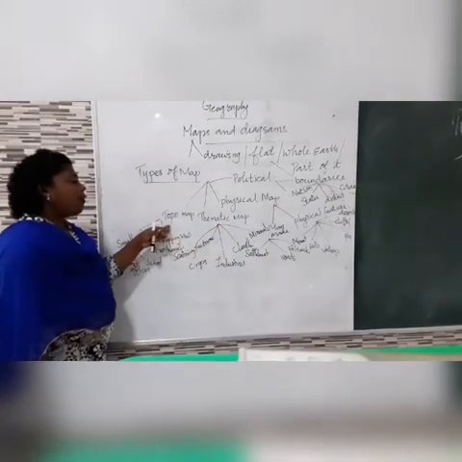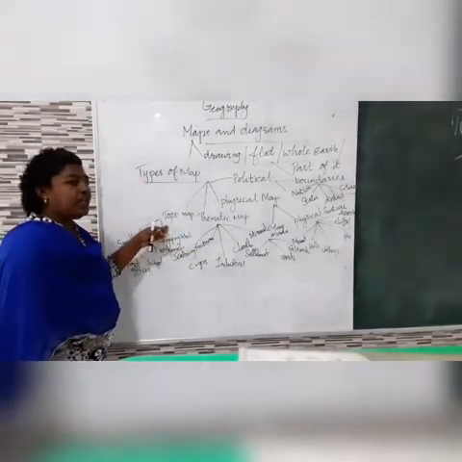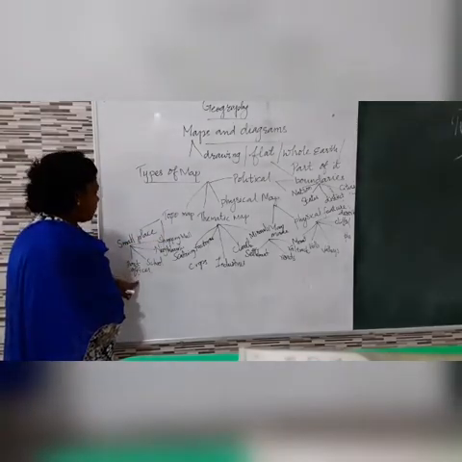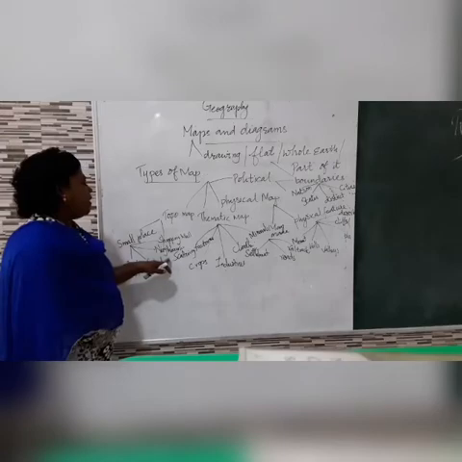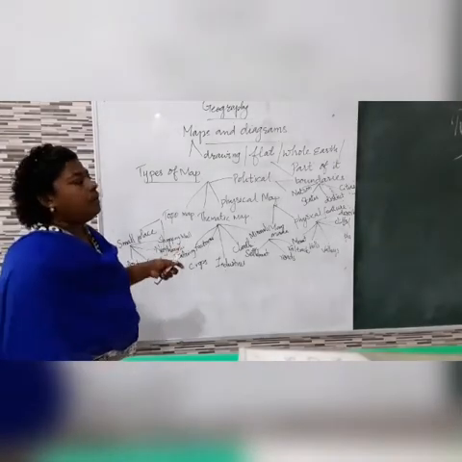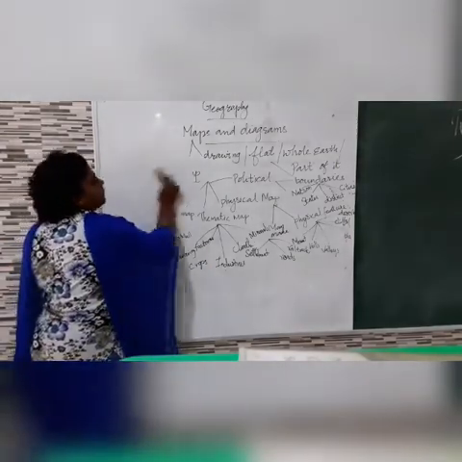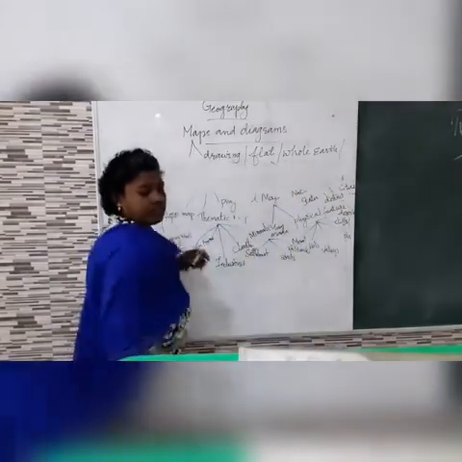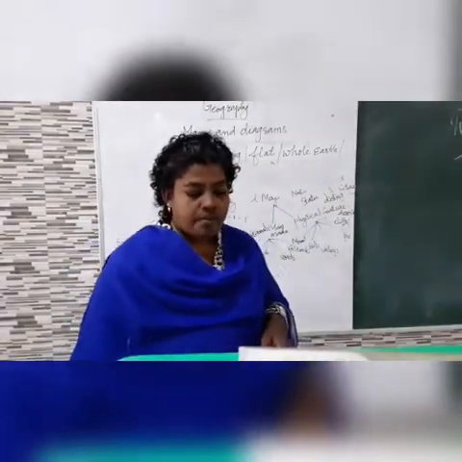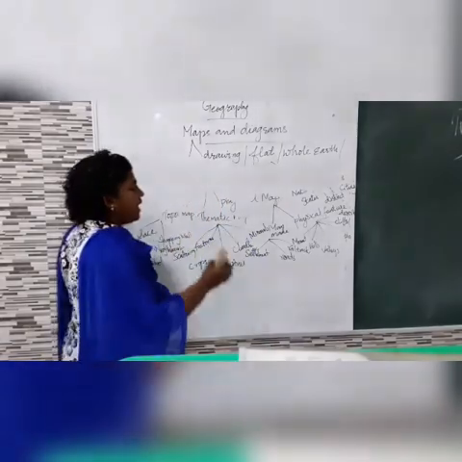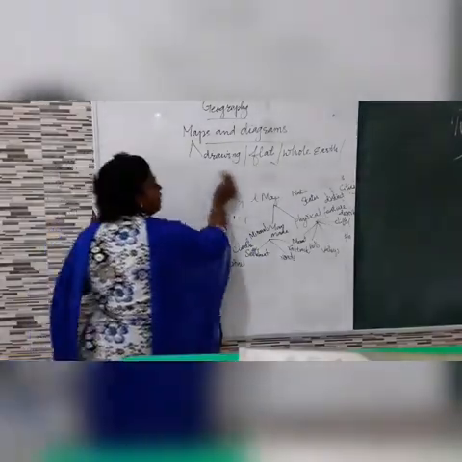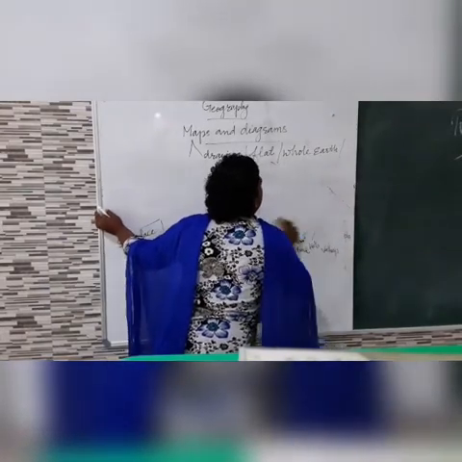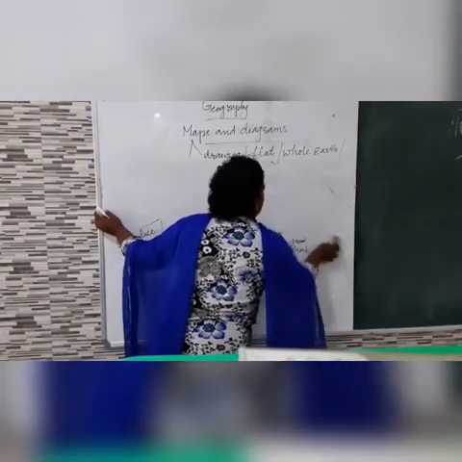And the topo maps give us detailed information about small regions such as post offices, schools, neighborhoods, shopping malls, and so on. Another thing we are going to learn is types of maps based on scales. I already told in the beginning of the class, there are certain scales used to draw the map.